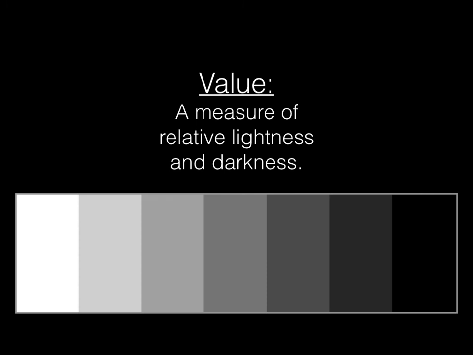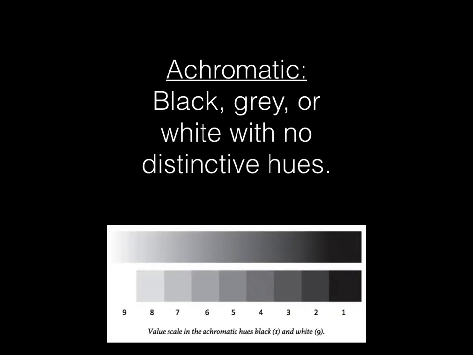All right, value. Value is the measure of relative lightness and darkness. So value is achromatic, is black, gray, or white with no distinctive hues. So chroma is another word for color, and if we call something achromatic, it is the absence of color. So imagine taking a photograph and then converting that photograph to black and white. What you've done there is you've created an achromatic image, something that has no color in it and just exposes the value scale of that image. So that's a really good way to think of it. And we have a 9-point value scale below it.